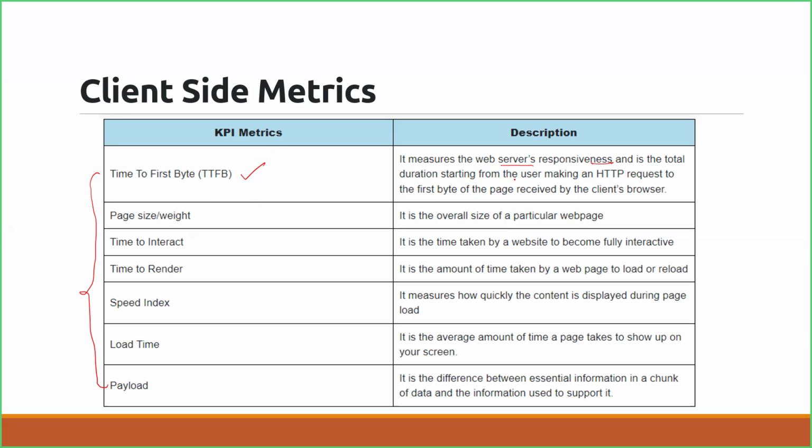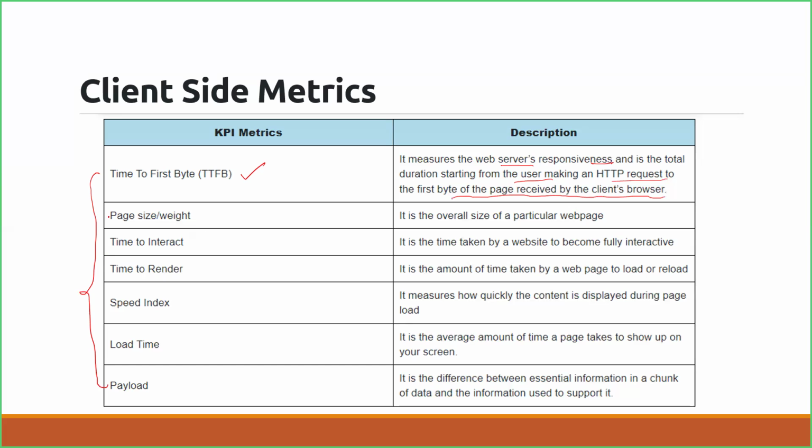It is the total duration from the user making an HTTP request to the first byte of the page being received by the client browser. The first byte received here may be some colorful background, or some sort of loading image, whatever it may be. That holds the user on that particular application. So this TTFB value should always be low.